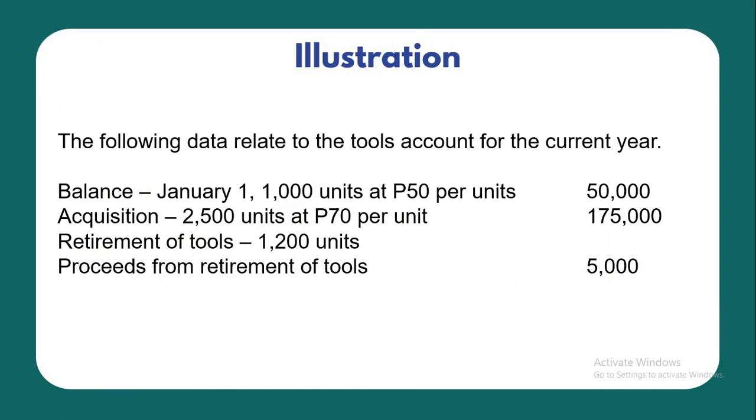Okay? So, let's have the illustration. Now, the following data relate to the tools account for the current year. The beginning balance includes 1,000 units at 50 pesos per unit nga cost niya. So, we have a total of 50,000. And there was an acquisition during the year of 2,500 units at 70 per unit. So, total of 175,000. Retirement of tools, 1,200 units. And then proceeds from the retirement of tools, 5,000. Okay? So, we have to get the cost of the tools retired. Okay? Later on, makuha na to ang cost ana niya.